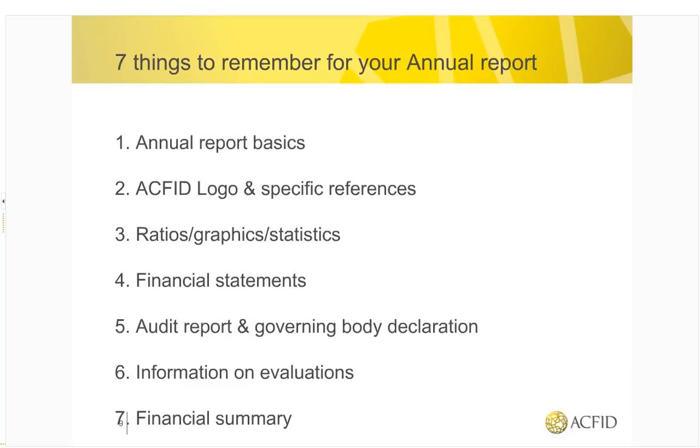I'll get now into a bit more detail about the actual annual reporting process and what's required. So this really just sets out the sort of things we're covering, which is annual report basics, some information about logos and references. As I mentioned before, a bit of discussion about use of ratios, graphs and statistics. We'll spend a bit of time looking at what's required in financial statements and audit report and governing body declarations. The last couple of points on evaluations and financial summary are there because they are areas that are required by the code, but probably more often than not are omitted from annual reporting. So that's an area we're trying to focus on to make sure people don't forget it.